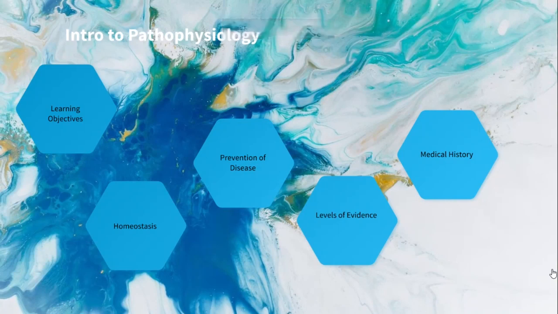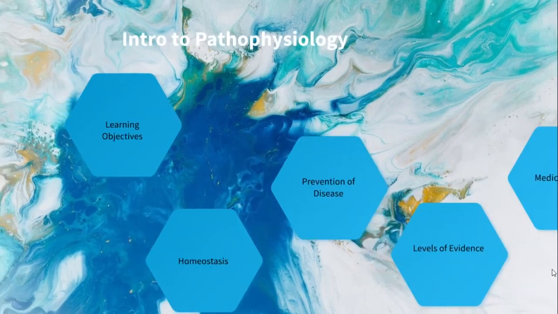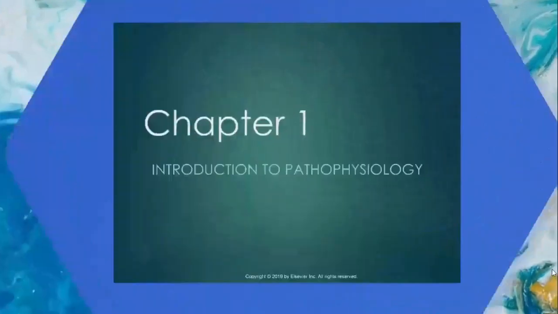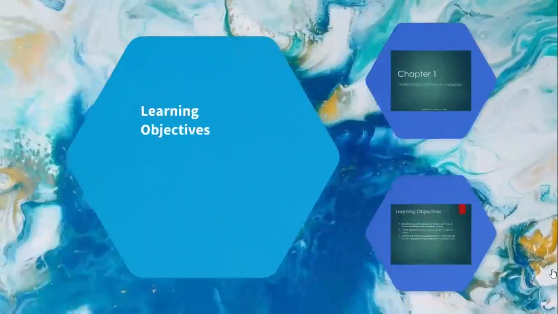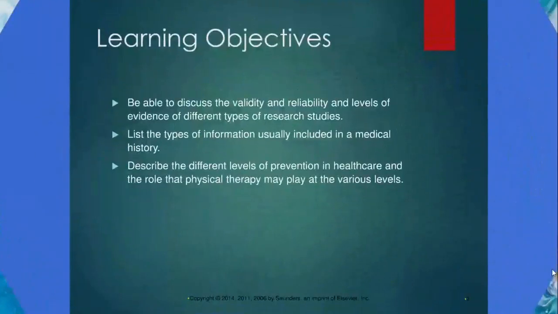I sort of changed things up a little bit from the order of how they do it in the book. I did basic terminology first, and now I'm going to do introduction to pathophysiology. So the learning objectives for this section in Chapter 1 are fairly straightforward, I hope.